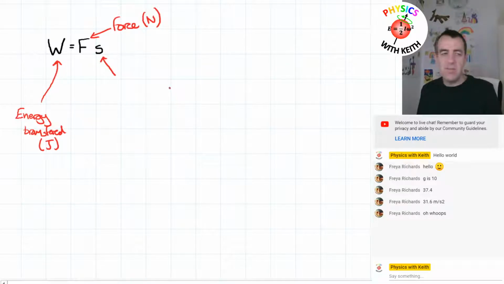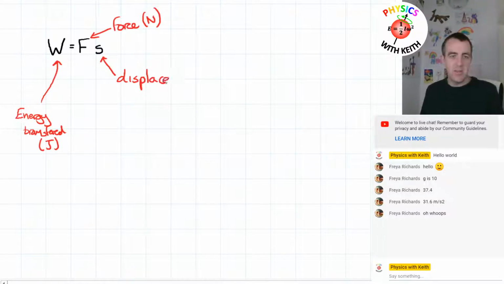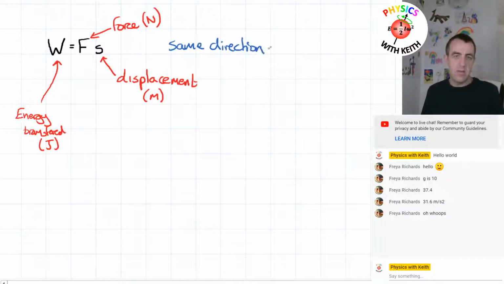And this S. I know you think S might be speed. I'm afraid in physics that would be far too straightforward. And for reasons that I've never quite got my head around, this is what we call displacement, or a distance in a particular direction. And the direction of that displacement is the same as the direction of the force. So importantly, these two have to be the same direction, or if they're opposite directions, then you'll get a negative value, but let's not worry about that.